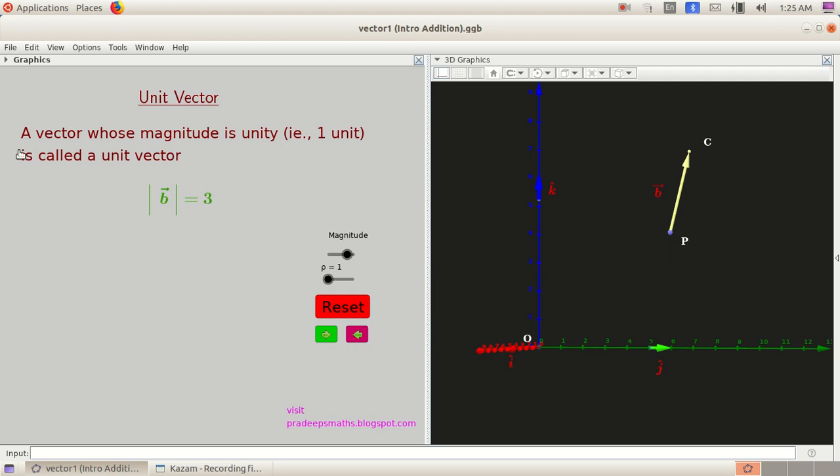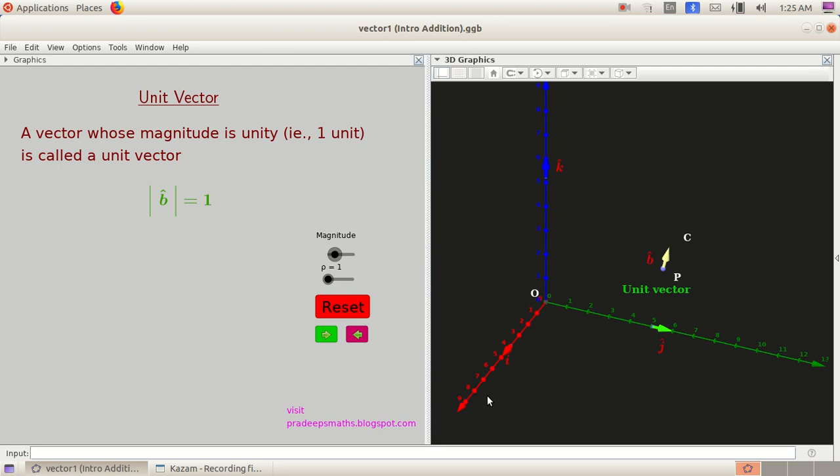Unit vector. A vector whose magnitude is unity, that is 1 unit, is called a unit vector. Here the magnitude of this vector is equal to 3. We can convert the magnitude into 1 unit. Now it is B cap. It's a unit vector. Therefore, B cap is a unit vector in the direction of B. Therefore, a vector with magnitude 1 or unity is called a unit vector.